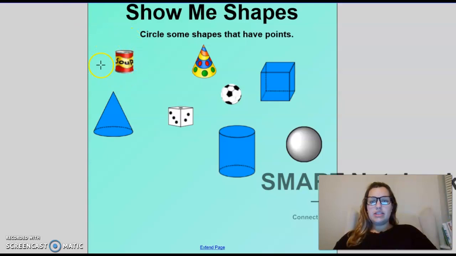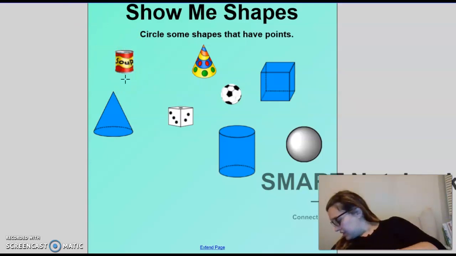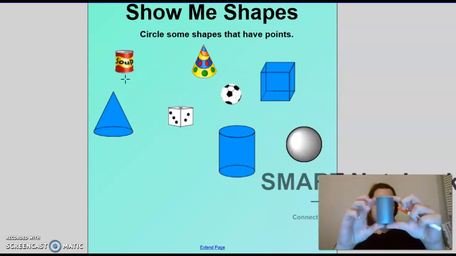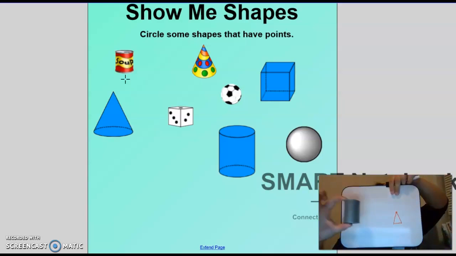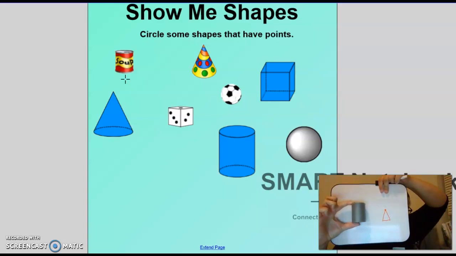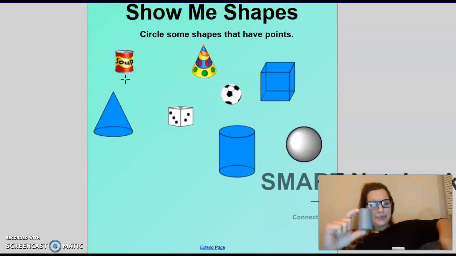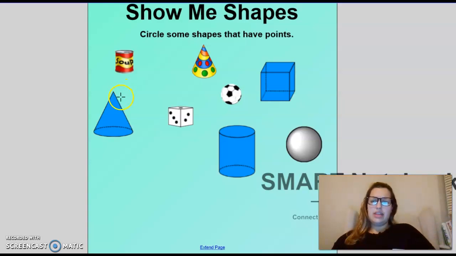So we need to look at this soup can. It's a cylinder. I'm going to find mine. A cylinder. Are there any points on it? It doesn't look pointy like a triangle, does it? No, so we're not going to circle that one.